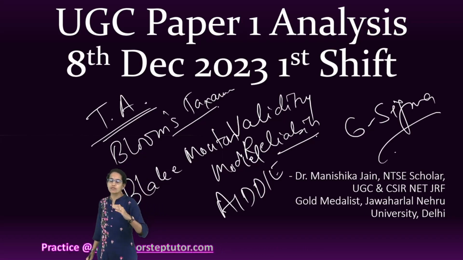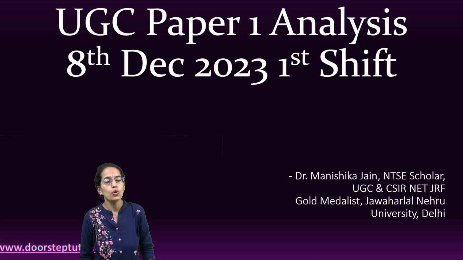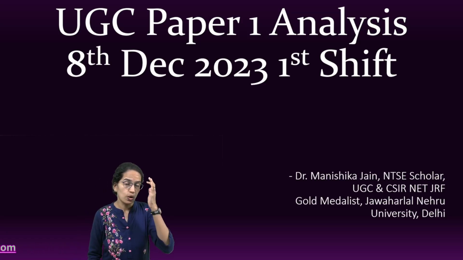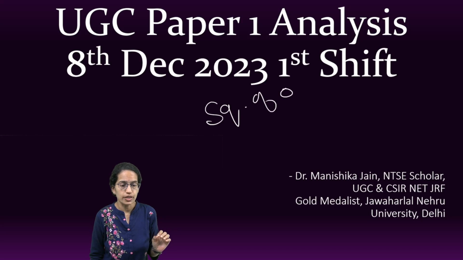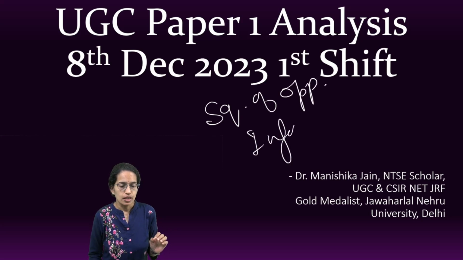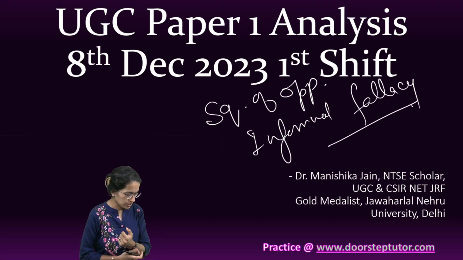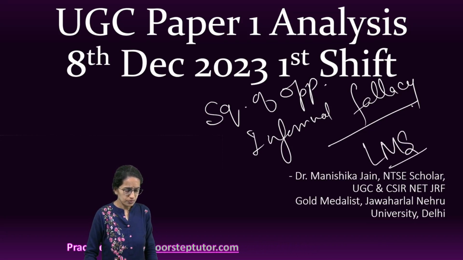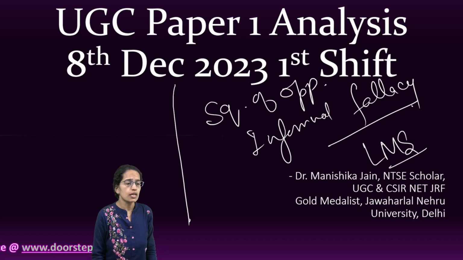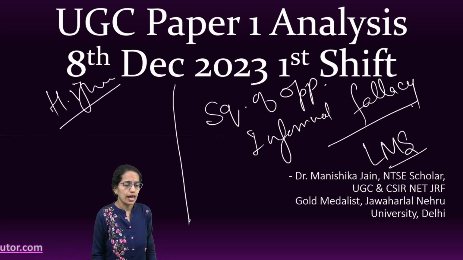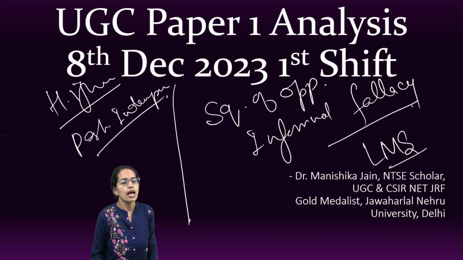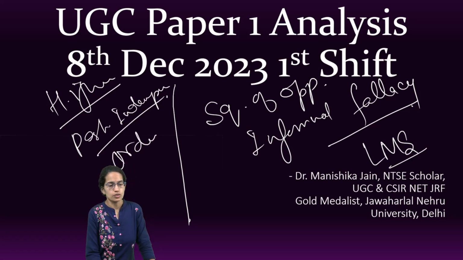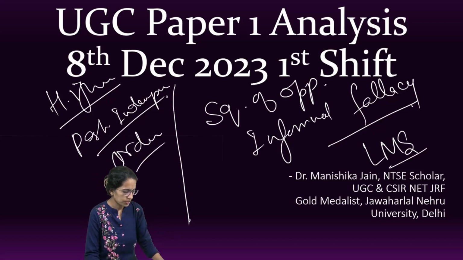Then from the philosophical sections, questions pertained to topics related to the square of opposition, as always. Informal fallacy was one of the questions, right? Then again, some of the questions were related to learning management systems. We also had questions from higher education. From higher education, post-independence commissions. After independence, which commissions were there and what was the order of the commissions? Which commission came after which commission, right?